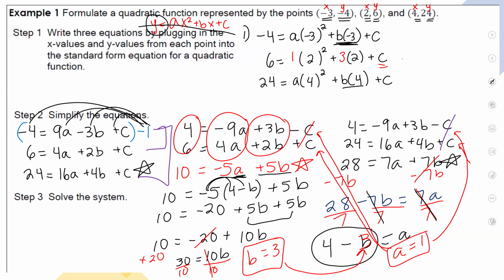So I get 6 equals 1 times 2 squared is 4. So this is just 4 plus 3 times 2 is 6 plus C. This is 6 equals 4 plus 6, that's 10 plus C. And then we subtract 10 from both sides. So we get C is equal to 6 minus 10 is negative 4. So we found our A, B, and C value.